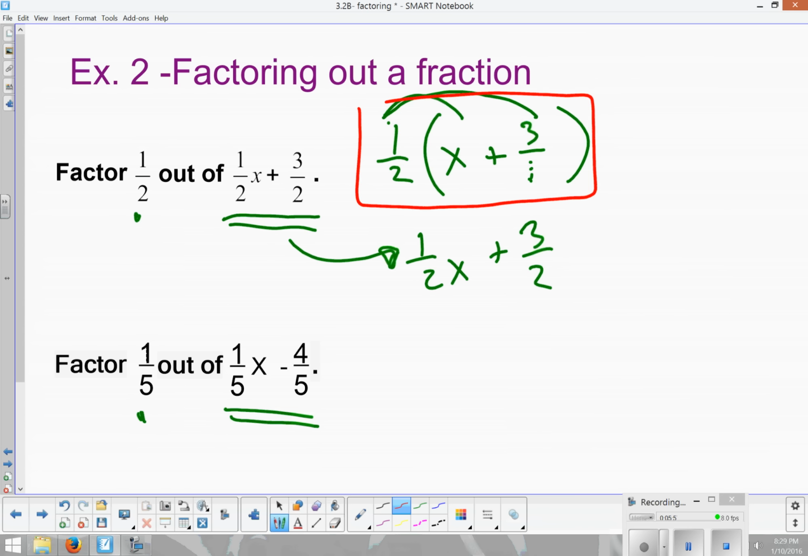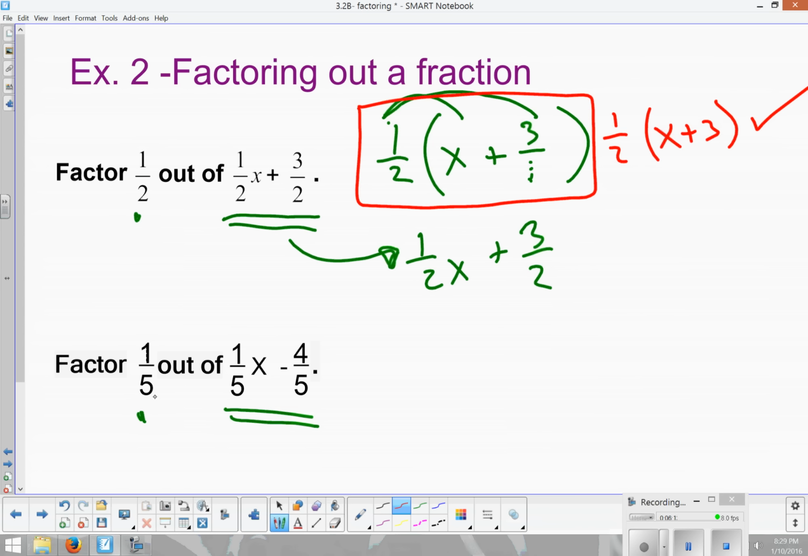Now, if you notice, I have here 1/2 x plus 3. We don't necessarily have to have that 1. So to rewrite this problem, to make it more simpler, it could just look like that. That 1 is an invisible 1. And there's your factored answer. Okay, let's go ahead and look at the next one.